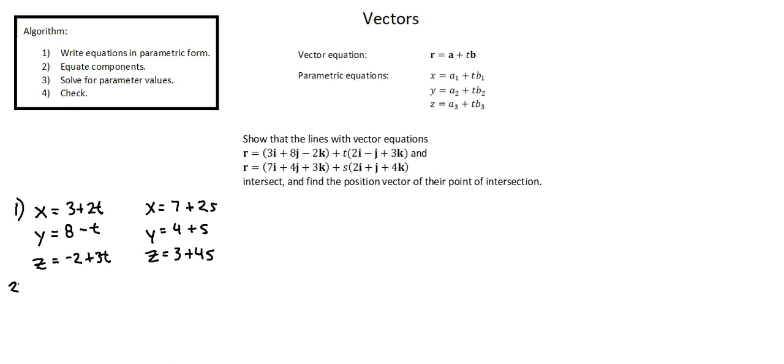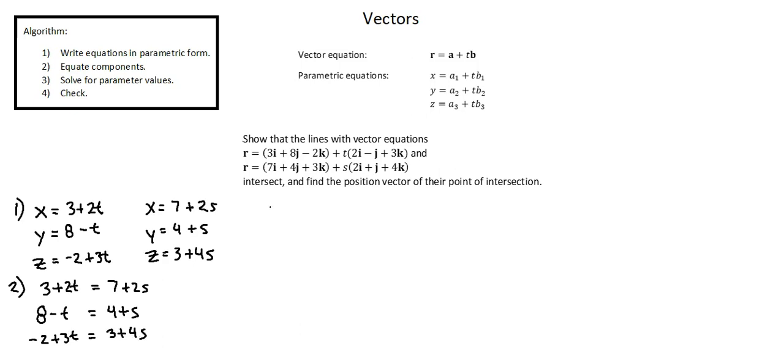Step 2, equate components. The x from the first equation of 3 plus 2t will equate to the x from the second equation of 7 plus 2s. Same with the y's. 8 minus t equals 4 plus s. And for the z's, negative 2 plus 3t equals 3 plus 4s.